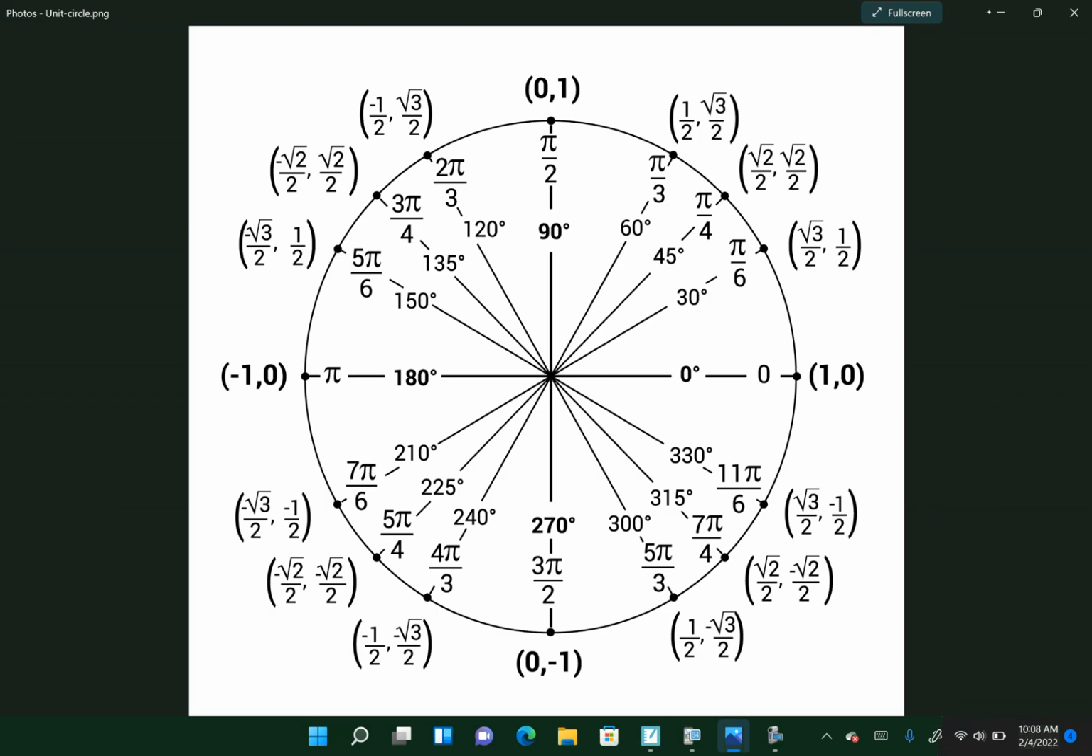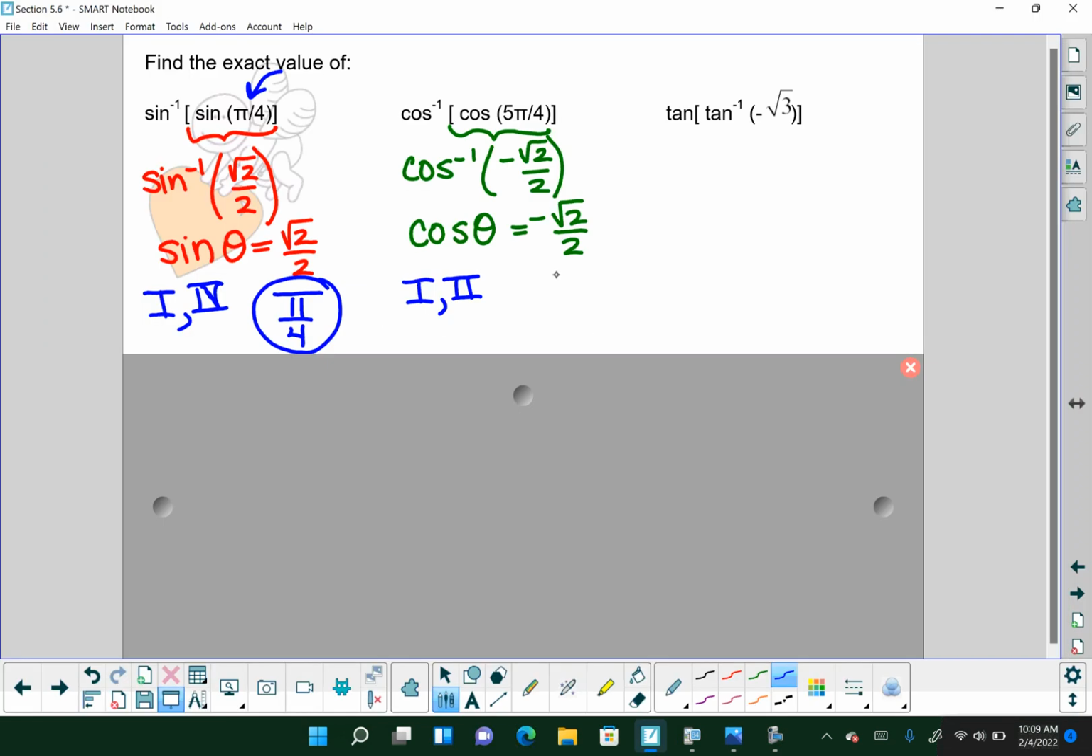There we go. And that's going to happen at 3 pi over 4 if I'm sticking with radians there. 3 pi over 4. So you can see here my inverse cosine and my cosine didn't cancel each other out. I actually got a different angle as a solution.